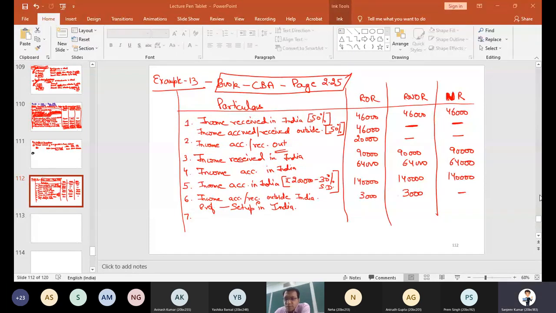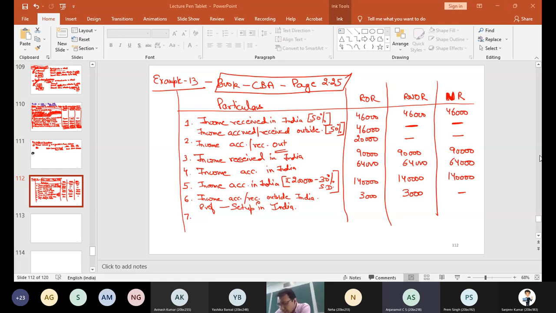No, let me wait. How many of you know this answer? Point G. Raise your hand. Those who know answer of point G. Dividend from PQR Limited, an Indian company. Anjana Anmol, can you tell? Point G. Yes, sir. It is taxable for everyone. Why? Because income is accrued in India.